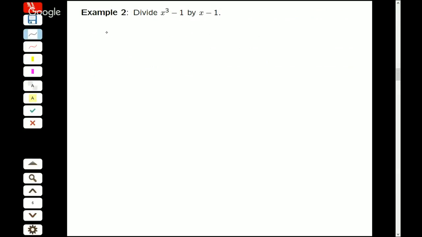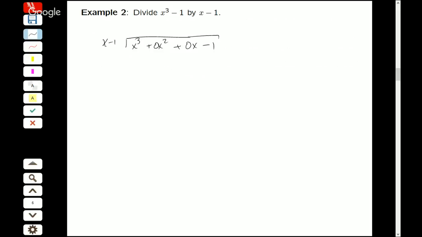Here's the next one. Divide. So x minus 1 goes into x cubed, but I'm missing an x squared, so I'm going to say 0x squared, and I'm missing an x. And then we go down to 1. So that has everything down there. Now we start the whole process.